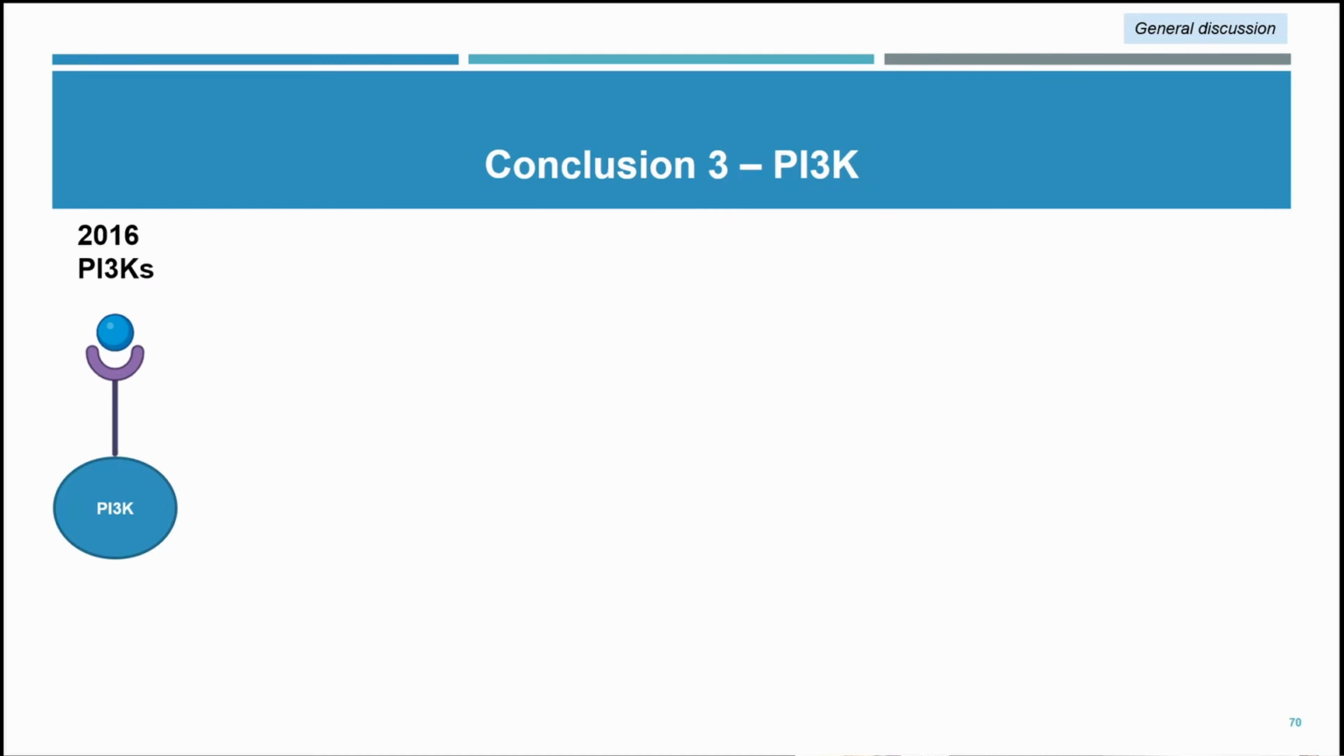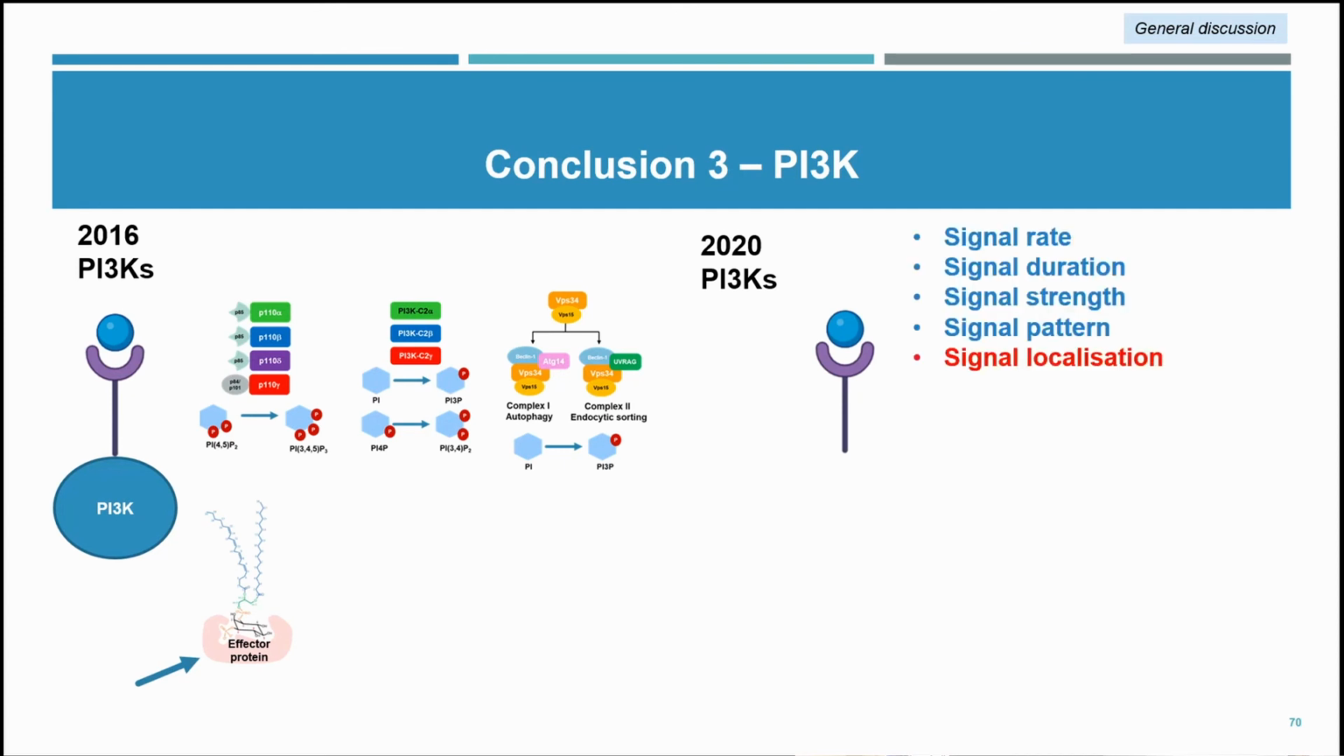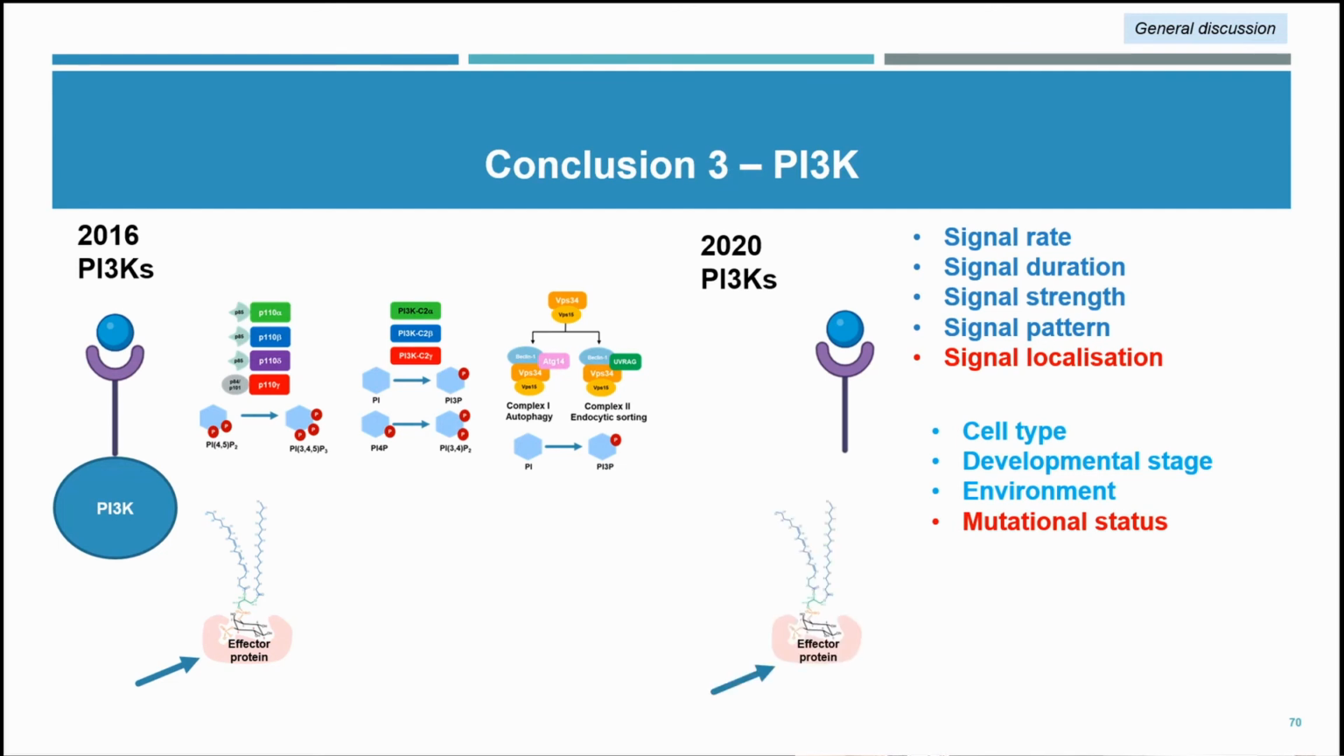So finally, to finish the presentation, I would like to say that when I started my PhD in 2016, I just thought that PI3K signaling was quite simple. It just consisted of activating a receptor and activating the different PI3K isoforms that would then produce the lipid, and the lipid would interact with different effector proteins, and that was it. So now I know that it's a bit more complex. I know that I need to consider the signal rate, the duration, the strength, where it is located, in addition to considering the cell type, the developmental stage, the environment, and the mutational status. And it's not just the effector protein that is going to shape the signal, but also maybe different acylation that is going to affect the overall signaling processes.